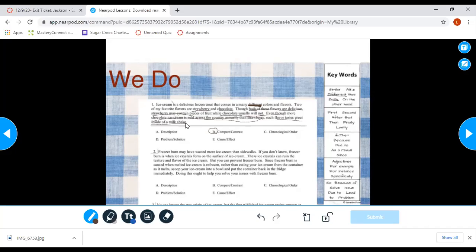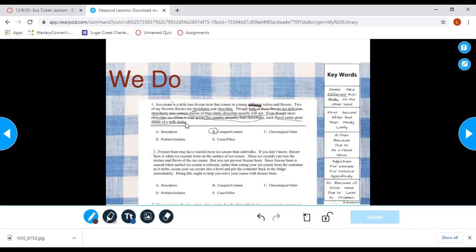Since freezer burn is caused when melted ice cream is refrozen, rather than eating your ice cream from the container as it melts, scoop your ice cream into a bowl and put the container back in the fridge immediately. Doing this ought to help you solve your issues with freezer burn.